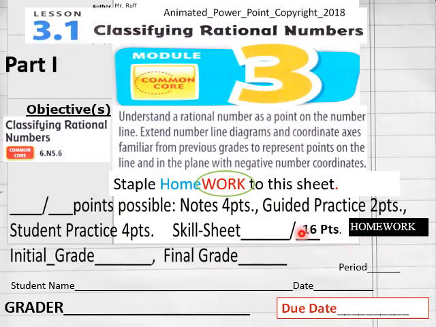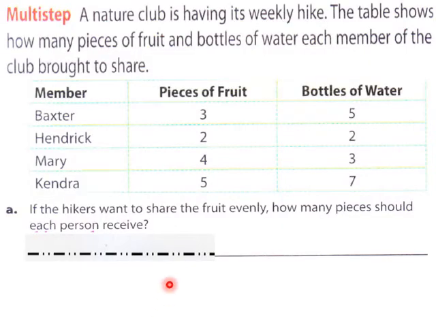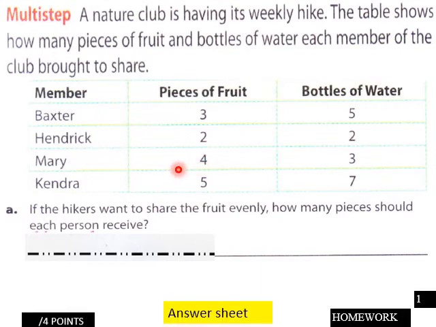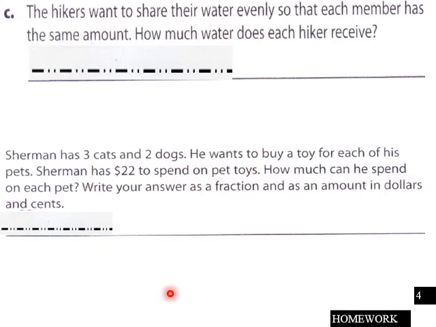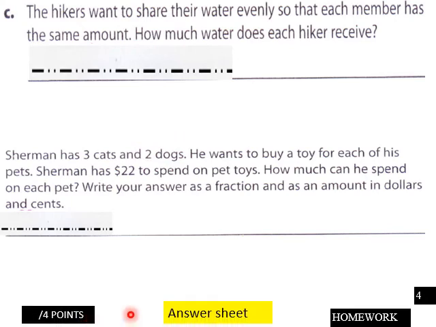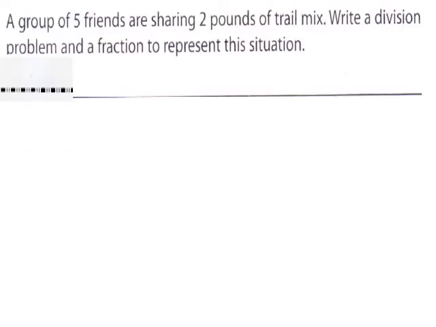Now we go into our homework. We got 16 points worth of homework. A nature club. Here's a good word problem with a table. Students reading from a table and coming up with conclusions is a great exercise. And then page 4 here of our homework, it's a hiker problem, and then a three cats and 2 dogs problem. Write your answer as a fraction and as an amount in dollars and cents.